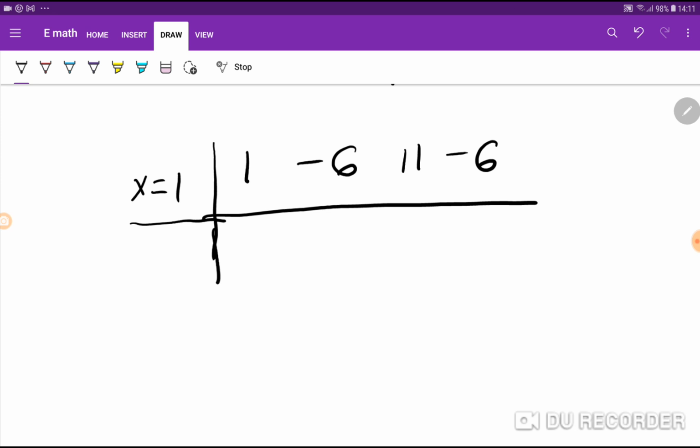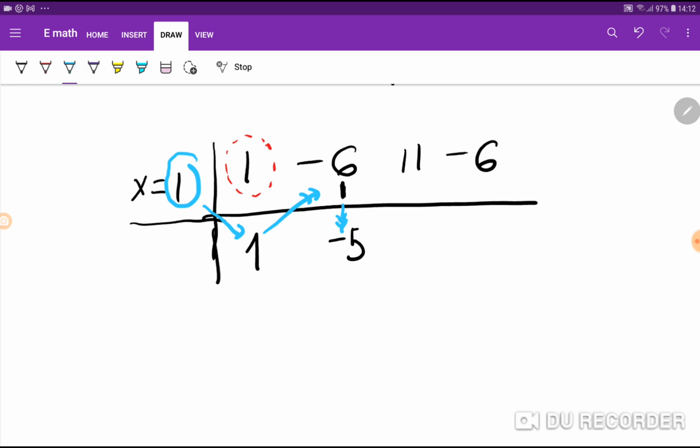Anyway, how are you going to set this up and find the rest? The first step is you take this number, right here, the very top left, and you put it down. That is the first step. The second step is you multiply by the root you already have, which in this case is 1. You multiply this and put it here. And then the third step is you add negative 6 to whatever you just have. So negative 6 plus 1 is negative 5.